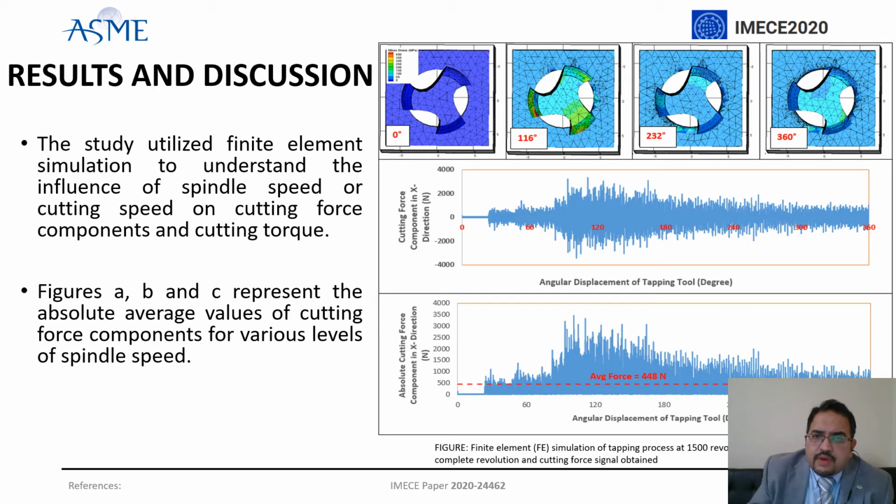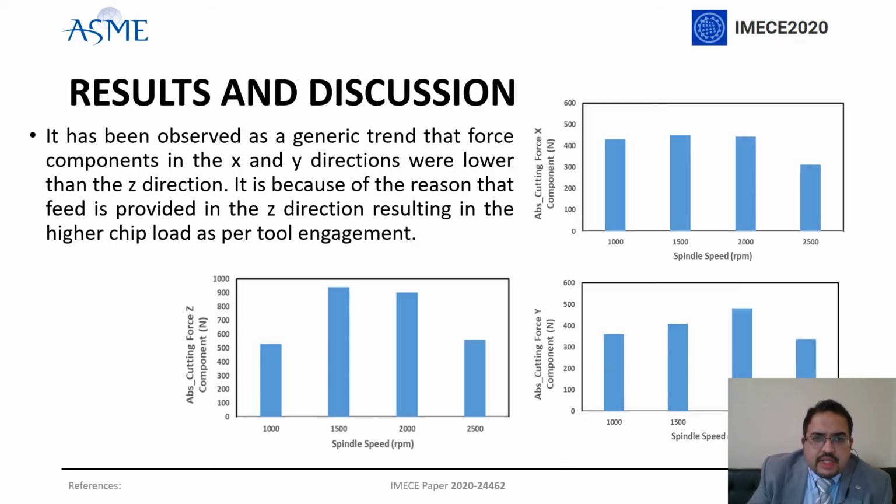So if I talk about, for example, one of the simulations, that shows the rotation. This is the top view of the tool in the hole, and this shows 0 degrees, 116 degrees, 232 degrees, and 360 degrees. This is the cutting force signal obtained in the x direction, and it had a lot of fluctuation. So in order to utilize it properly, we converted it into absolute values, and then we took the average of the forces, just to have a good comparison.